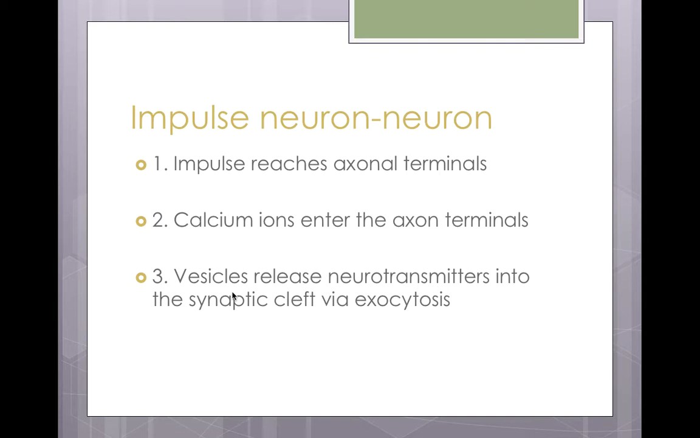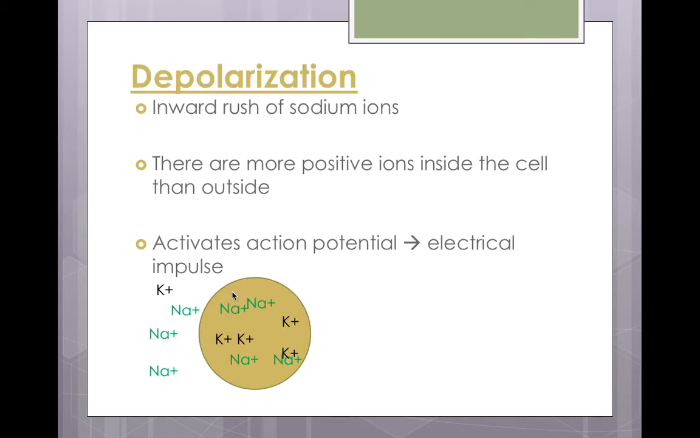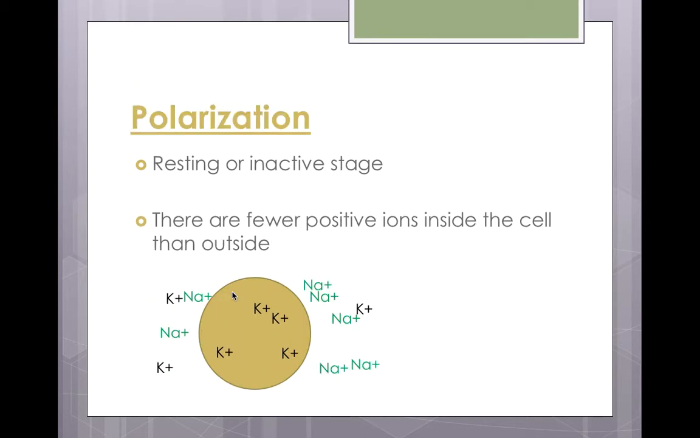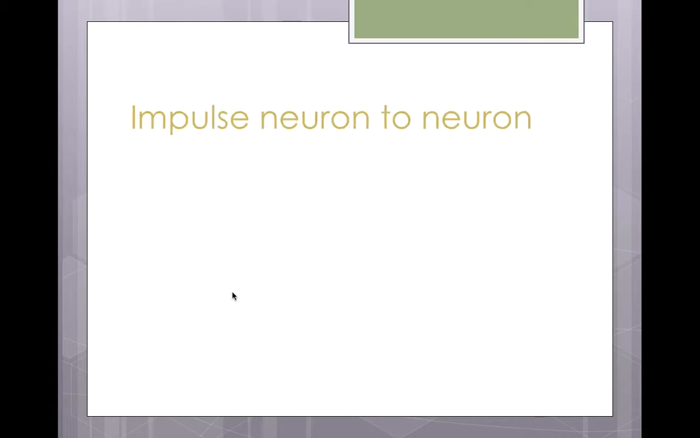So impulse, neuron to neuron. So impulse reaches the axon terminal. We learned that with muscles. So in order for a muscle to contract, the impulse has to first reach the axon terminals, the action potential. We learned what the action potential was, okay? But here is the actual mechanics behind it. So what takes place before all that is the exchange of sodium and potassium.